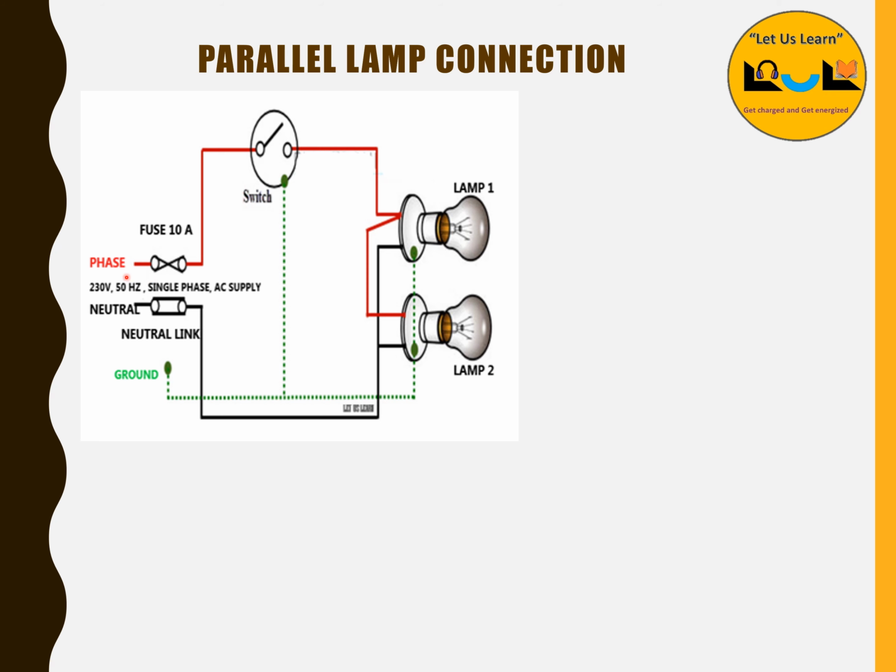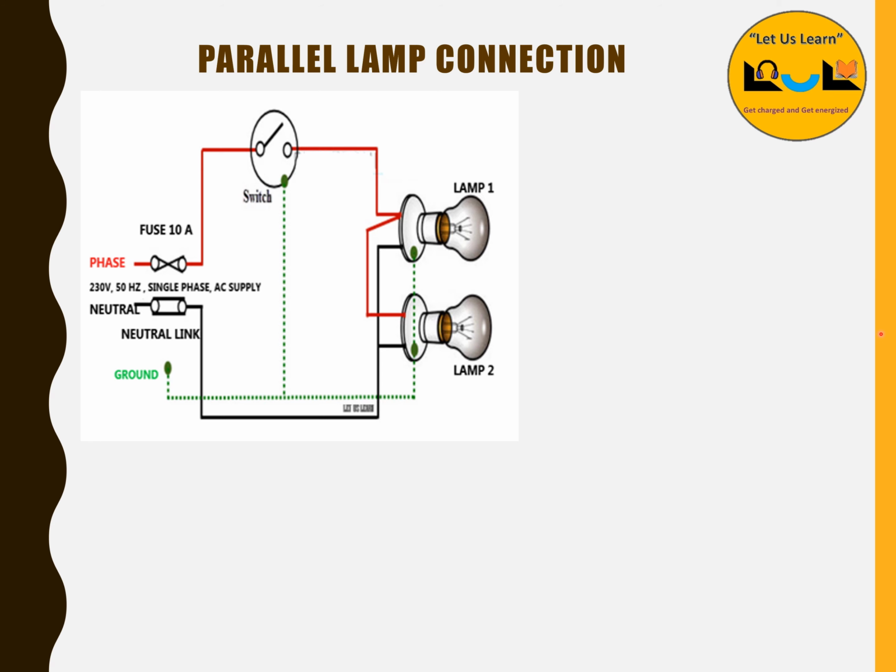Here also we are using the phase. Through the phase we give the supply to the fuse, and the fuse is a current limiting device which limits the rated current. It gives supply to the switch, and then current will flow to this terminal as well as this terminal, and internally through the filament the current will flow towards this terminal and go to the neutral. The neutral will complete the circuit. Here also we are giving the 230 volt 50 Hz single phase AC supply.